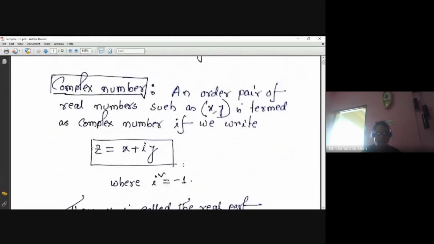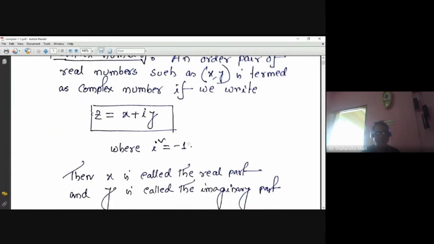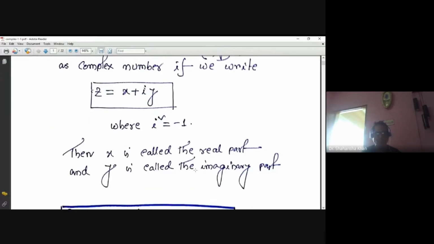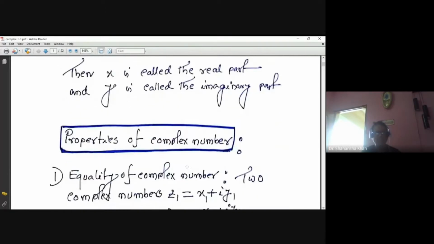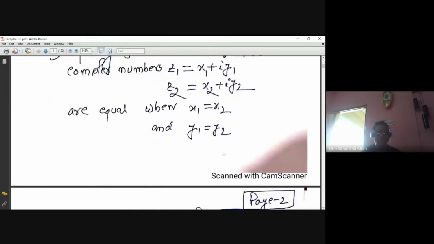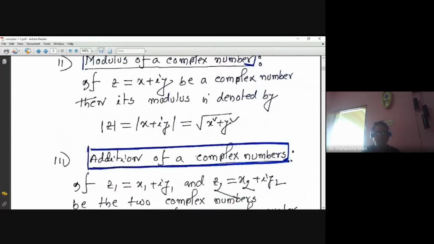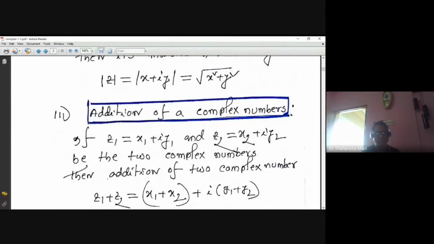A complex number is an ordered pair of real numbers, and it is represented by z equal to x plus iy, where i squared equals -1, x is the real part, and y is the imaginary part. We can discuss some properties of complex numbers: equality of complex numbers, modulus of complex numbers, and addition of two complex numbers.